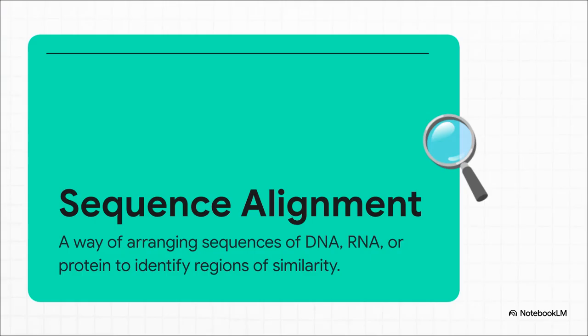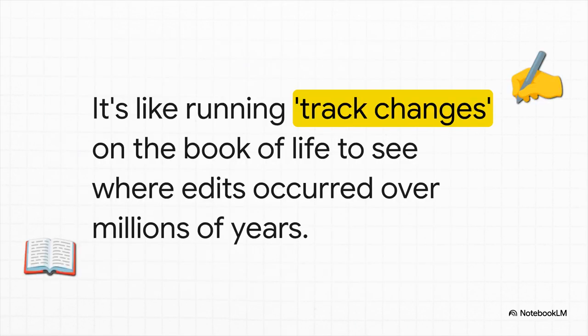Okay, so the textbook definition is pretty straightforward. It's a method for arranging sequences, DNA, RNA, proteins, you name it, to find spots where they're similar. Basically, the whole goal is to just see where things line up and where they've gone their separate ways over time. This is my favorite analogy for it.